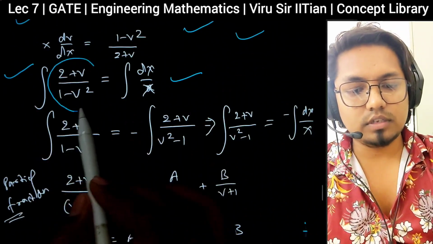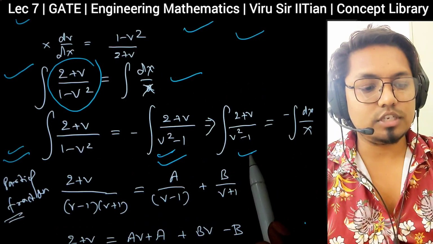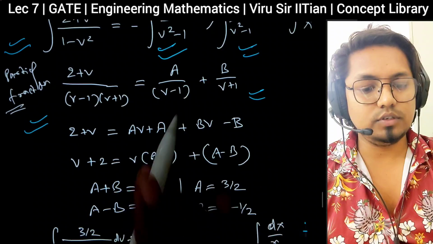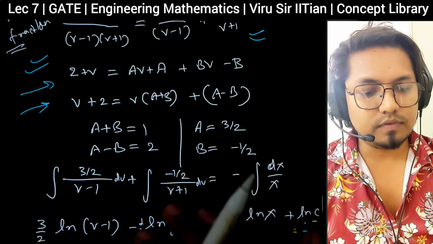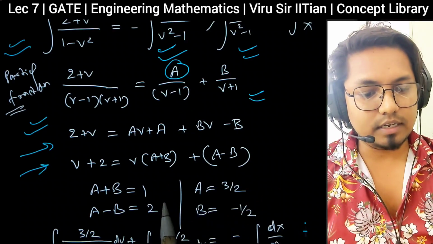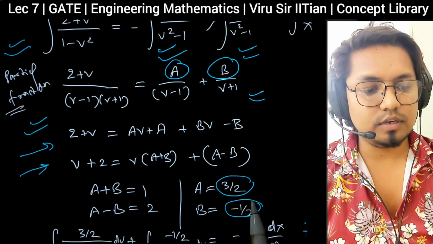Then for this you apply partial fractions. When you apply partial fractions, you do this kind of thing. Everything is written on my screen. Everything you do like this. This is partial fraction. In partial fraction, this a value I am getting as 3 by 2 and this b value I am getting as minus 1 by 2.